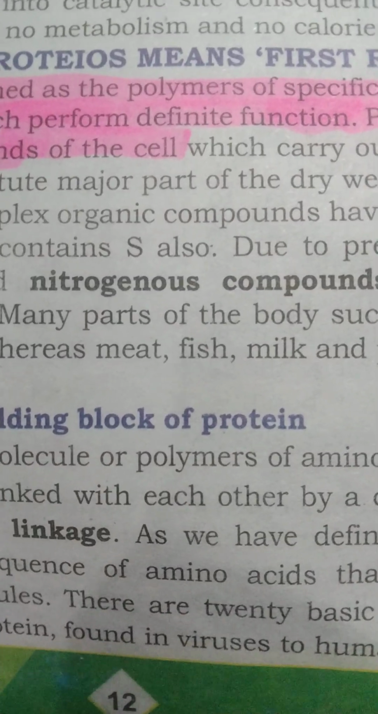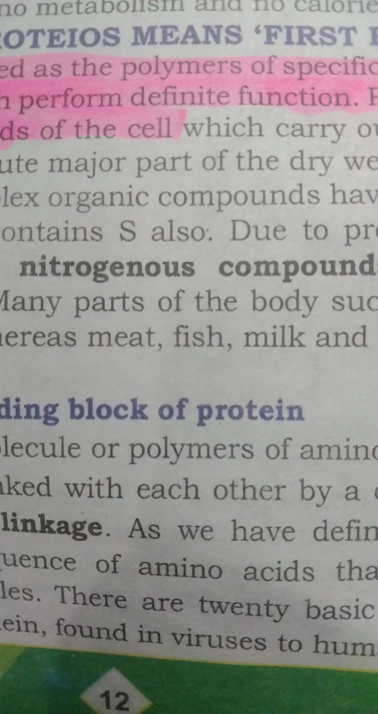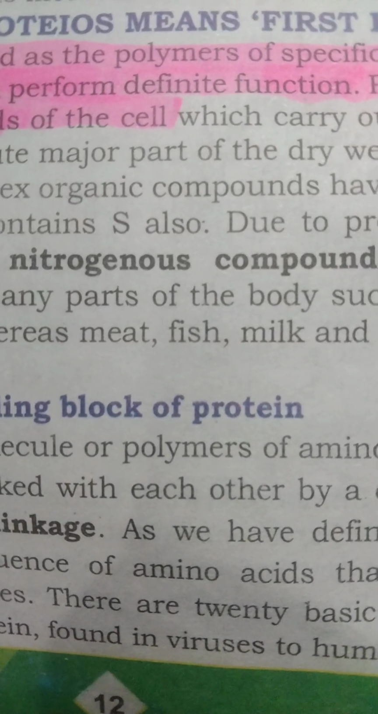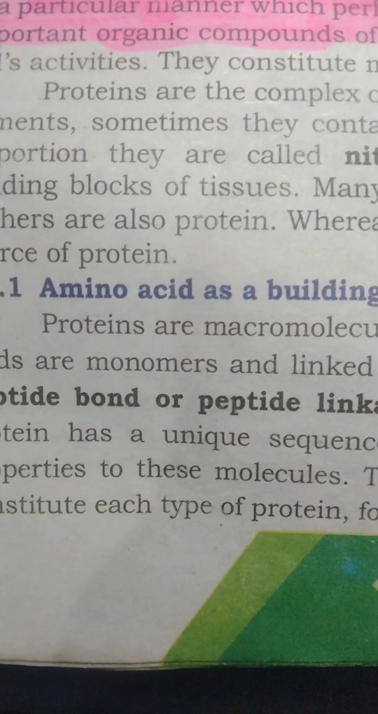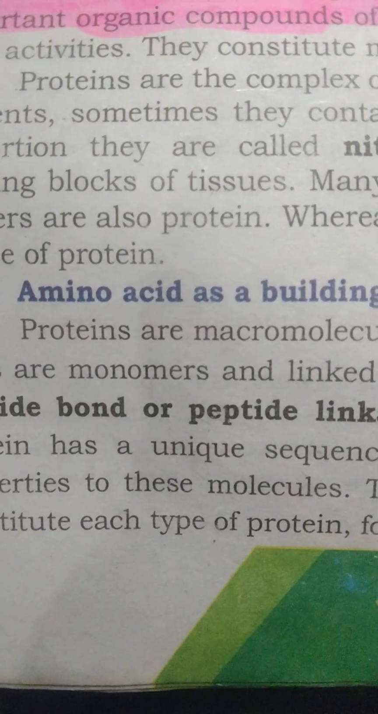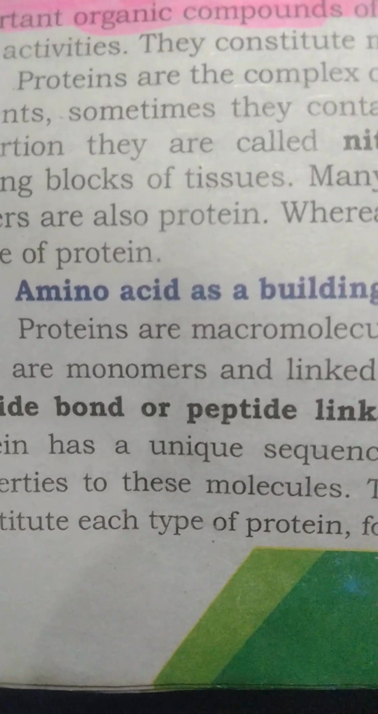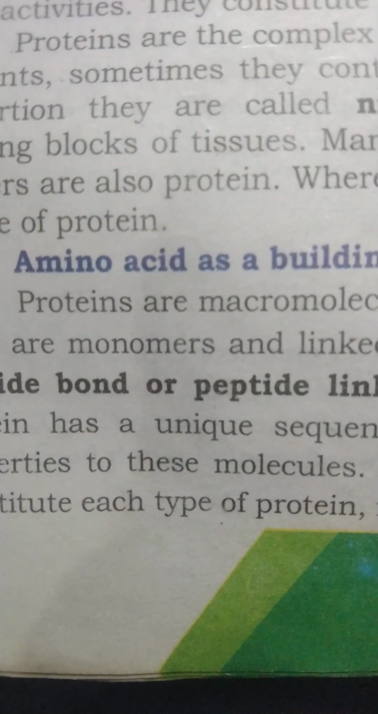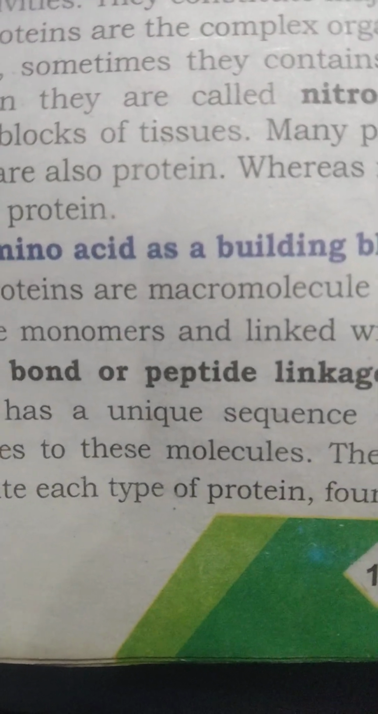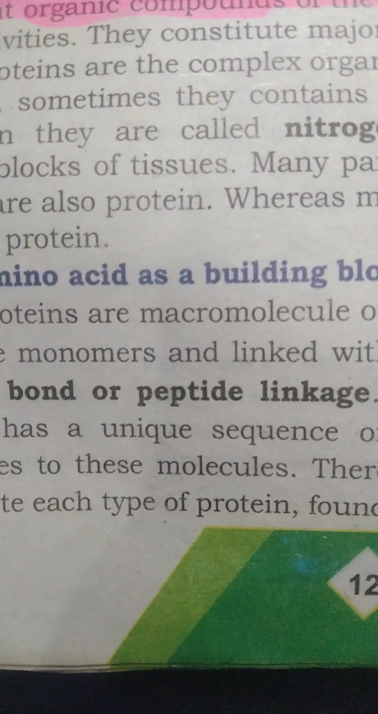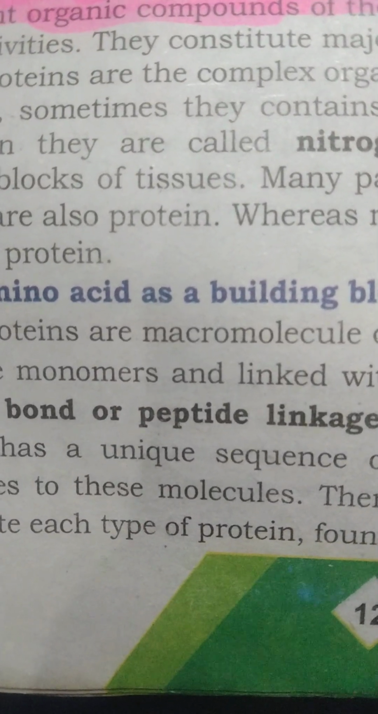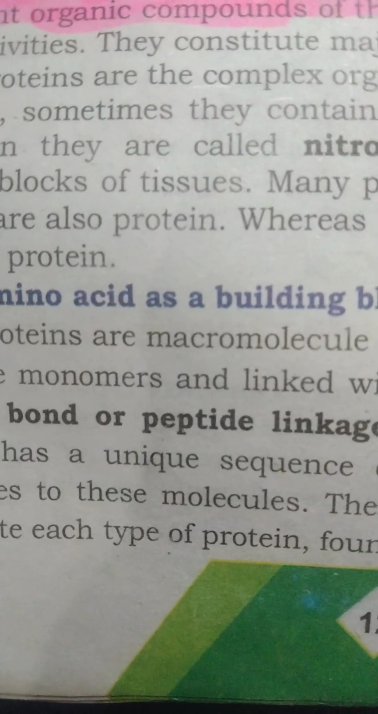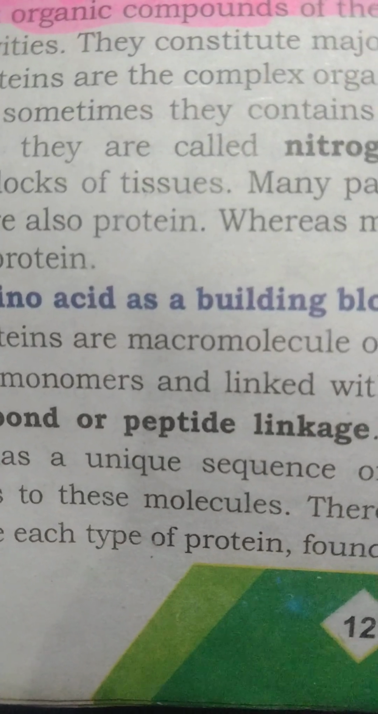What are the major sources of protein? How can we get the protein? Meat, fish, milk, pulses are the major sources. Amino acids are the building blocks of proteins. Why are they called building blocks of proteins? Because proteins are macromolecules. They are large ones. They cannot be digested by our body. So these macromolecules are formed by the polymers of amino acids.